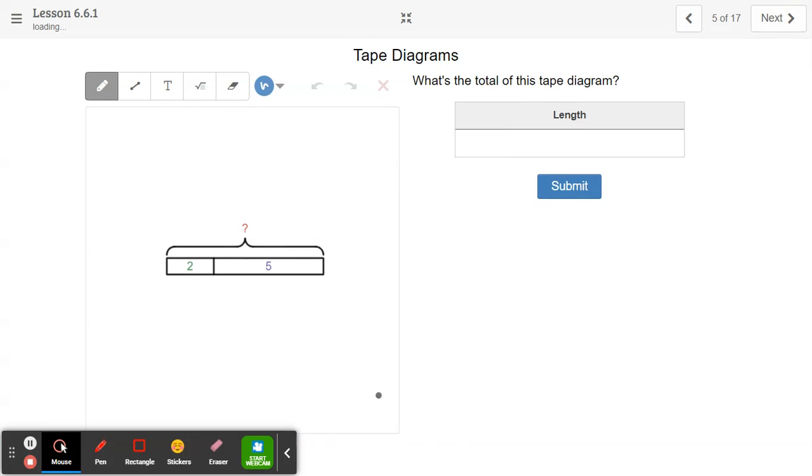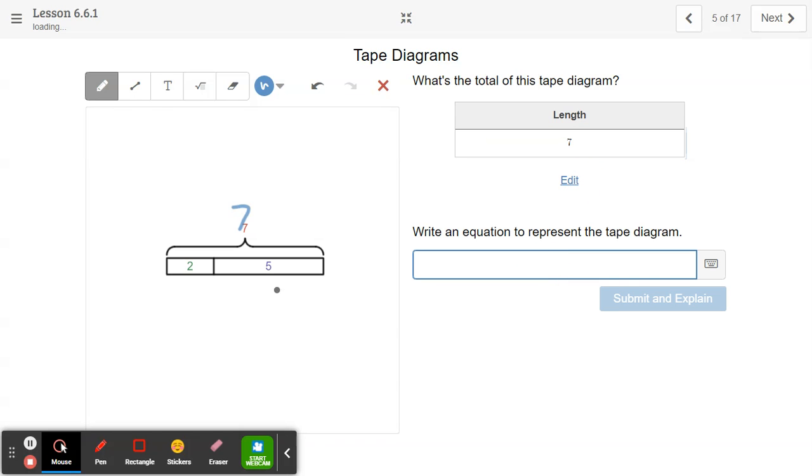On this tape diagram, again, I'm seeing the same thing that we saw before. The length is the 2 and the 5 together, so it's 7. And an equation is 2 plus 5 equals 7. I should also mention that this could also be 5 plus 2 is 7. It doesn't matter the order that we're putting these in. They're still adding up to 7.